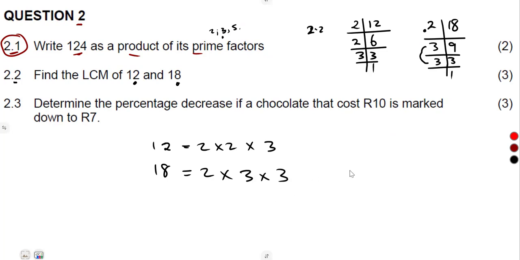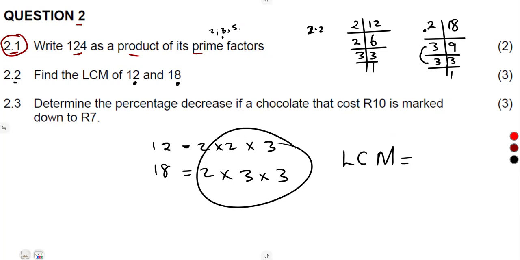All right. So meaning to say you can have the LCM. Remember, the LCM is the lowest common multiple. You must take every number that you see.